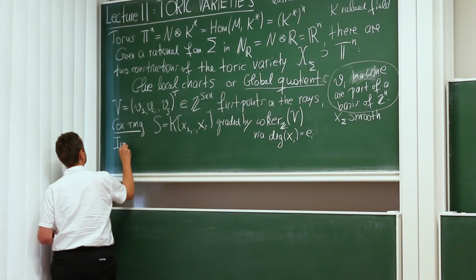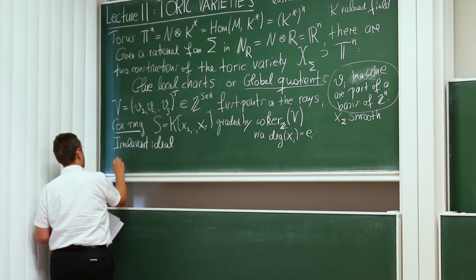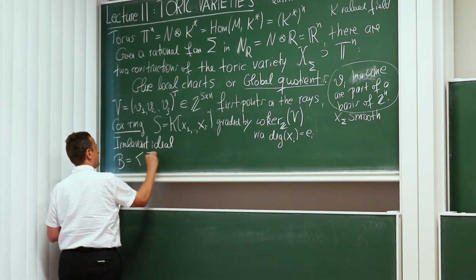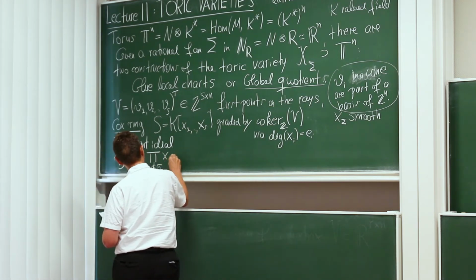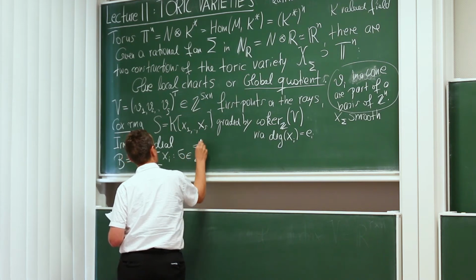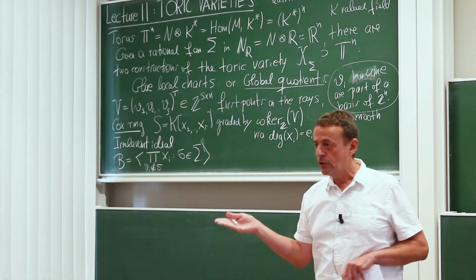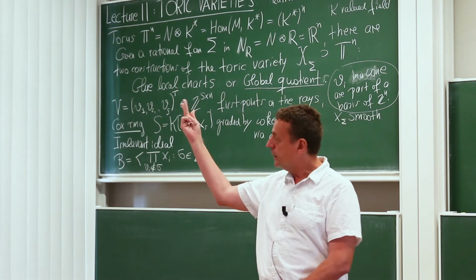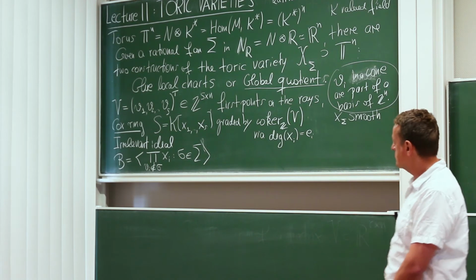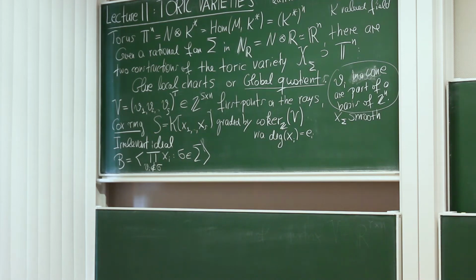That's an ideal in this polynomial ring. The irrelevant ideal is called B, and it's generated by products. I take all vi not in a given cone sigma, I multiply the corresponding xi, and then I take all sigmas inside the fan. So sigma is any cone inside the fan. For any cone, you take the product of the other variables. My fan has 15 rays in 3-space, so for any cone, I take the variables that are not in this cone, and then I take the square free monomial I get by multiplying them. That's a square free monomial ideal called the irrelevant ideal.